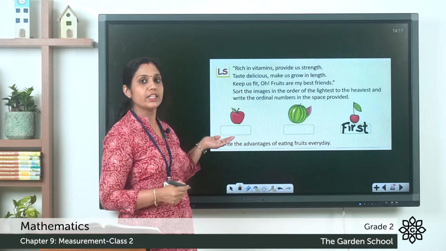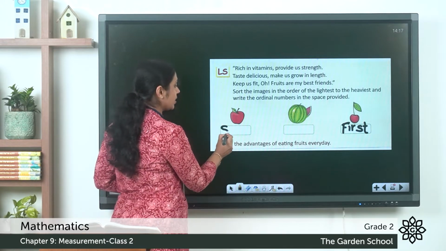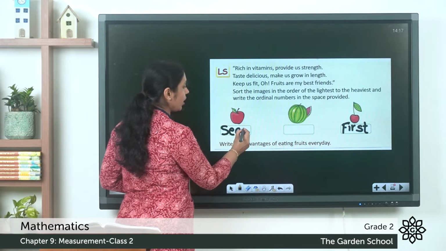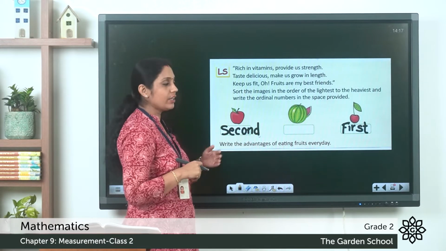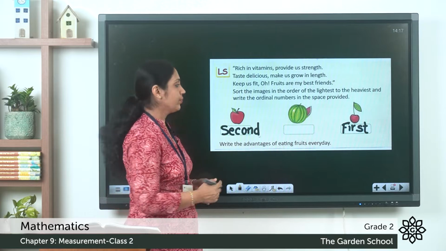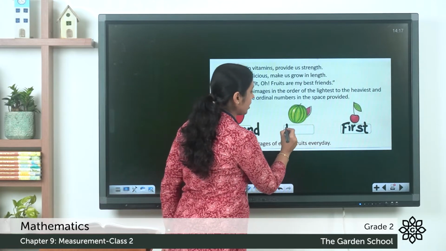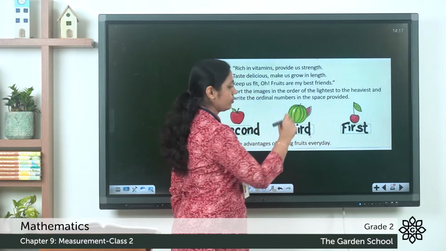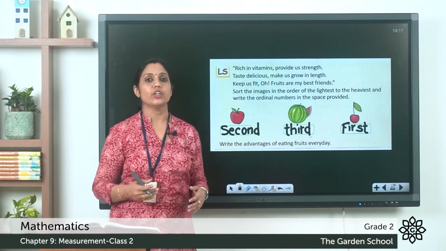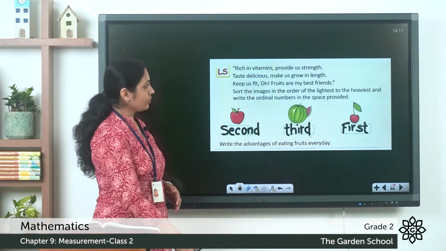And then comes the apple. So we have to write here second. S-E-C-O-N-D is second. And we have to write here third. So what is the spelling of third? T-H-I-R-D. So this you can write down in your textbook itself.